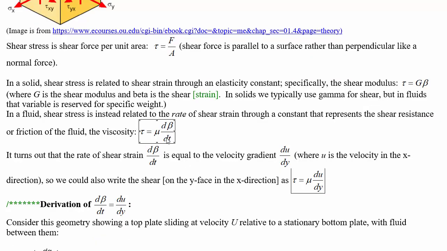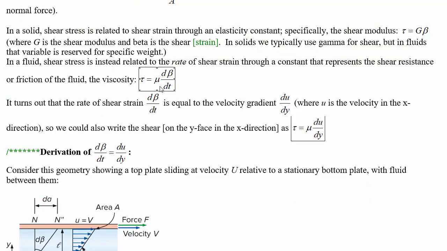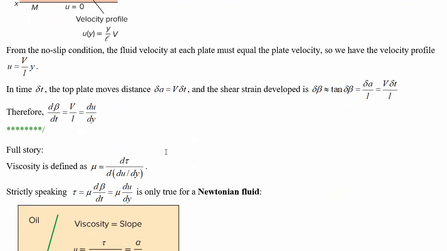But it turns out that this is not exactly the definition of viscosity. In fact, viscosity needs a rearrangement of this equation. Viscosity is really defined as the derivative of shear stress by the rate of shear strain. So in other words, dτ by d(du/dy). Now, as long as the fluid itself is a Newtonian fluid, then the shear stress is linearly related to the rate of shear strain, and the viscosity works out and is a constant.